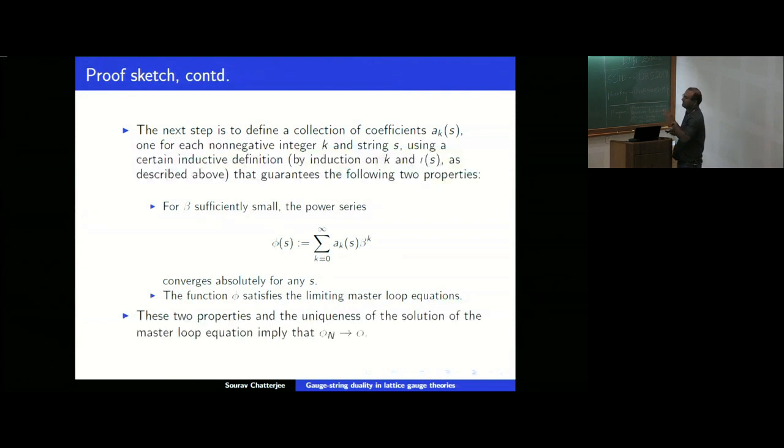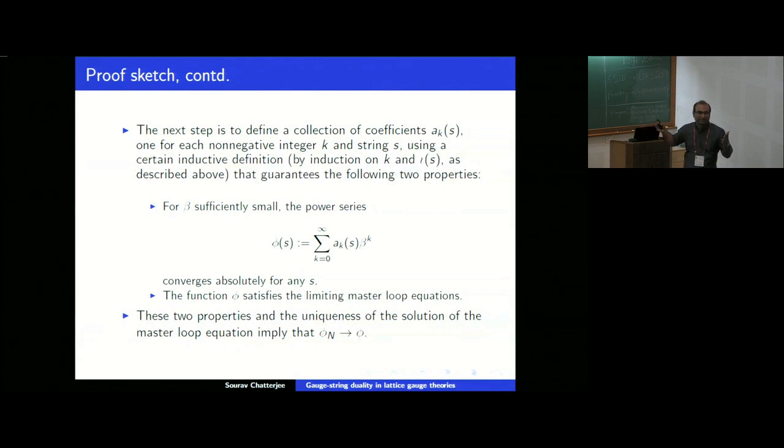And then these two properties and the uniqueness of the solution of this master loop equation show that this must be the limit. So we do not arrive at this, we just guess it. We just guess the inductive properties that a_k satisfies. First of all, you assume that your limit phi has a power series expansion like this. The limit phi_S is a power series in beta where the coefficient depends on S. And then looking at that, you just guess what kind of recursive relation the coefficients must satisfy, and you define the coefficients in that manner.